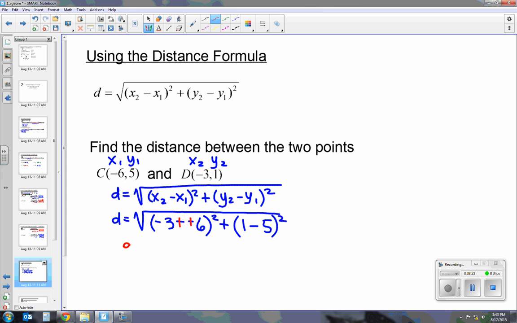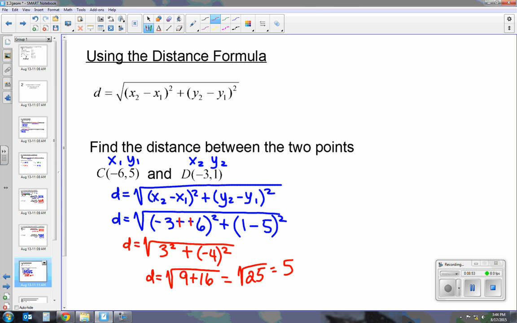So now let's simplify inside of these parentheses. Negative 3 plus 6 is 3. So we do 3 squared plus 1 minus 5 is negative 4. And we put squared. So now we can simplify further. The square root of 3 squared, which is 9, and negative 4 squared is 16. So the square root of 25, we can simplify that into 5. So the distance, or the length, from C to D is 5 units. And it's positive, so we are good to go.